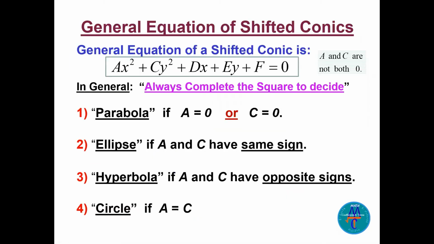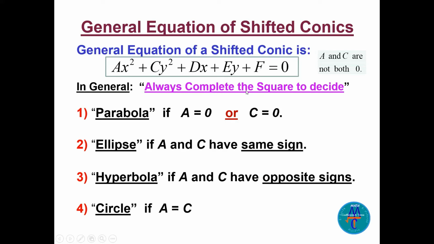General equation of shifted conics. This is very important. If you see any equation like this, ax squared plus cy squared plus dx plus ey plus f is equal to 0. You have x squared, y squared, x and y. All the other numbers are constants: a, c, d, e, and f.